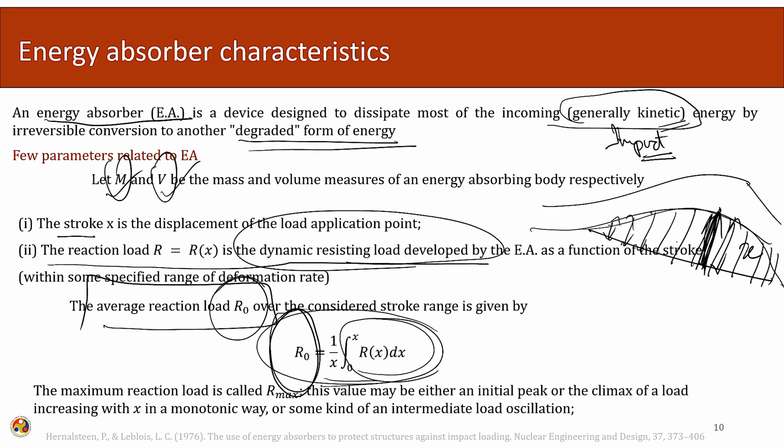The maximum reaction load is called R max. This value might be either an initial peak, or the climax of the load increasing with x in a monotonic way, or some kind of intermediate load oscillations. So, R max or these load oscillations occur at a certain point or at a certain time. R naught gives us an average picture of the efficiency of the energy absorber. That is why normally we use EA as the energy absorbing characteristic.